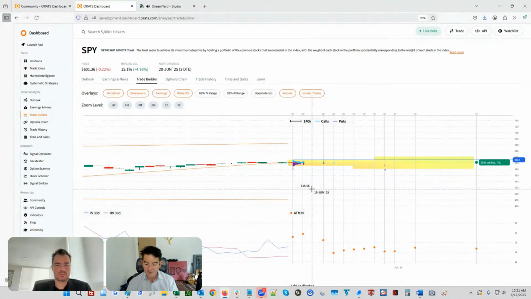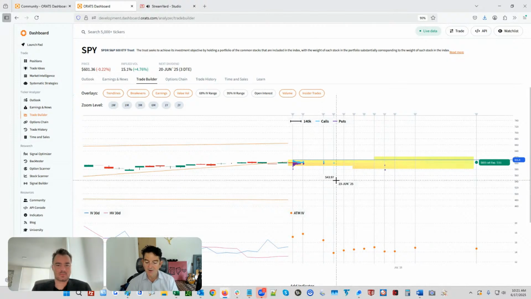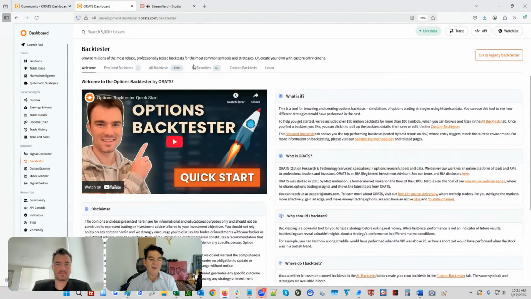And then we get questions on, maybe we should look at the back tester right now, since we're kind of getting to it. So what's the difference between our normal back tester, the back test finder, the custom back test, and the legacy back tester? So you want to dive into that now, Tyler? Yeah, let's do it.